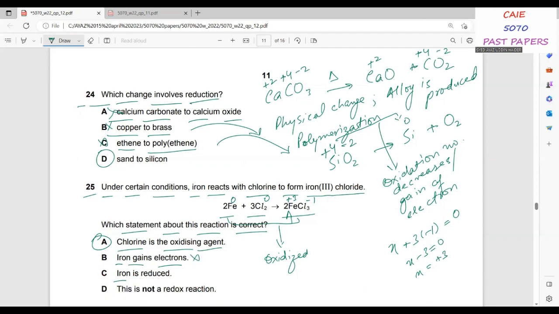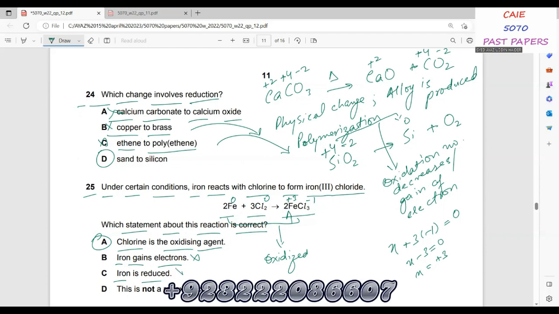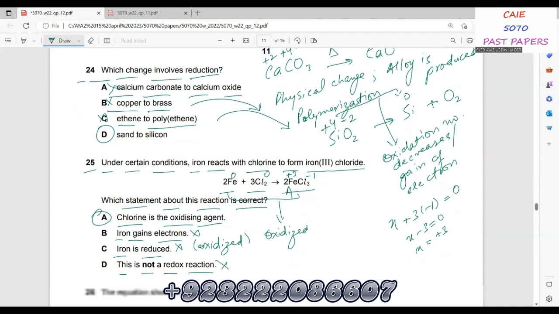Number C, iron is reduced. No, iron is oxidized, not reduced here. D, this is not a redox reaction. This is wrong because this is a redox reaction.